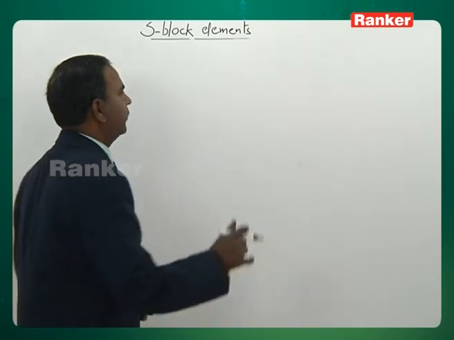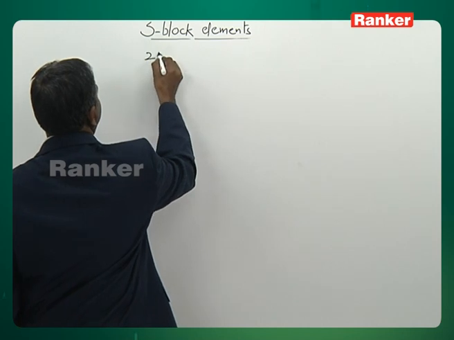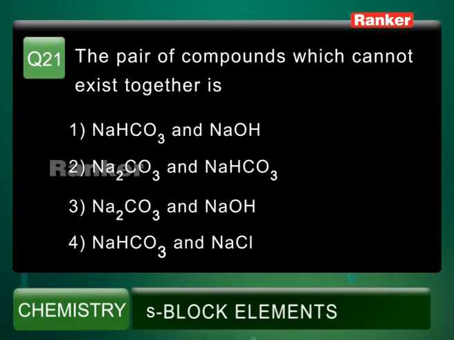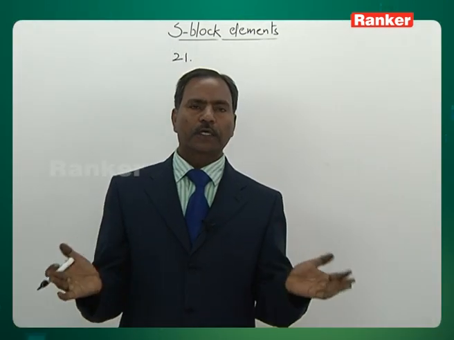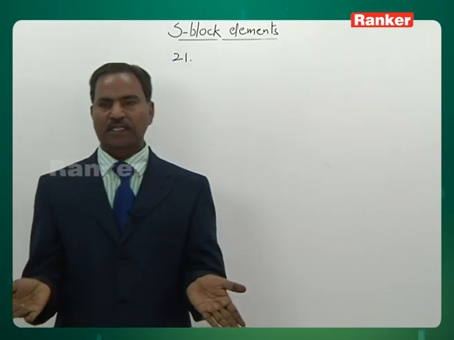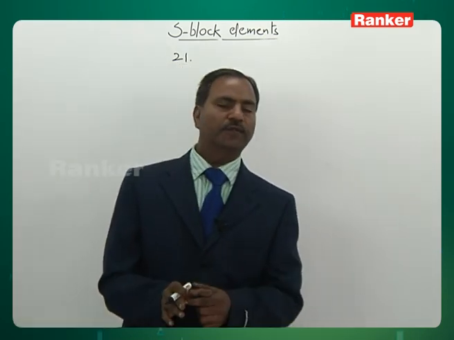Coming to question number 21. The pair of compounds which cannot exist together. How do you decide a pair of compounds are not existing together? If both are bases, they won't react, they exist together. If both are acids, they won't react together, they exist together.